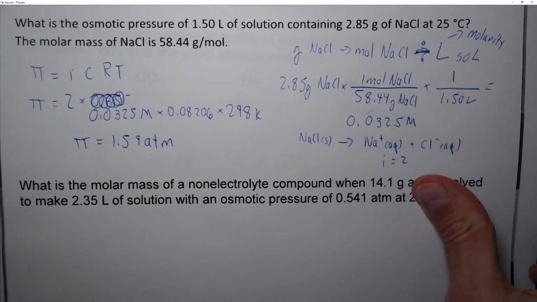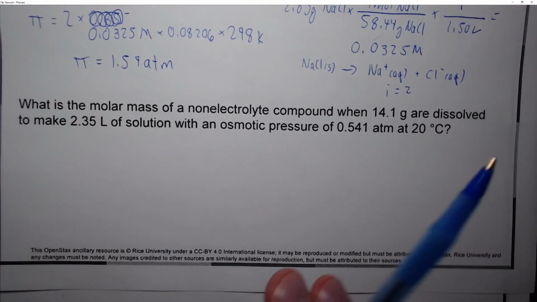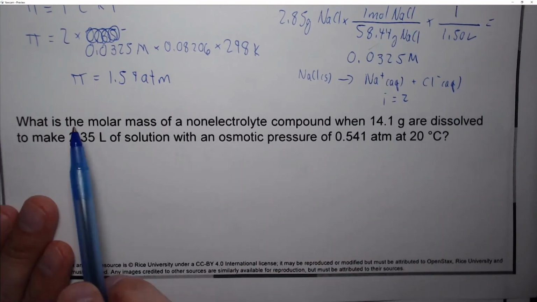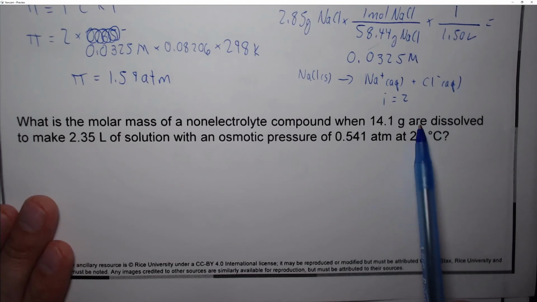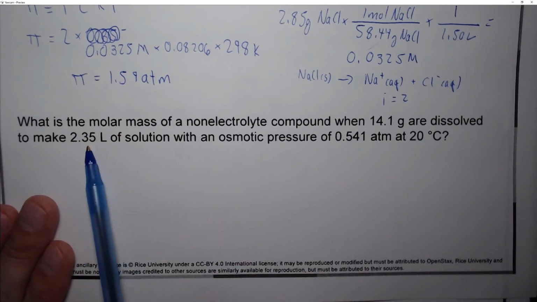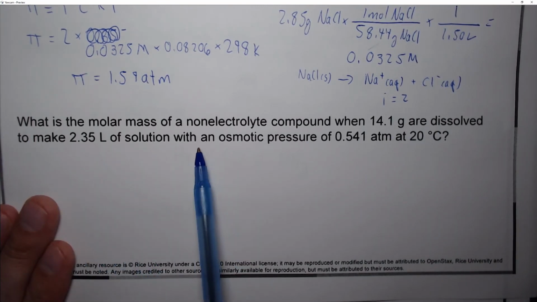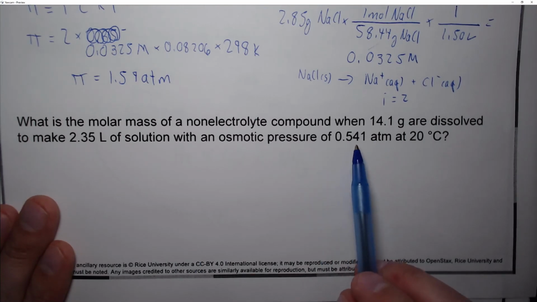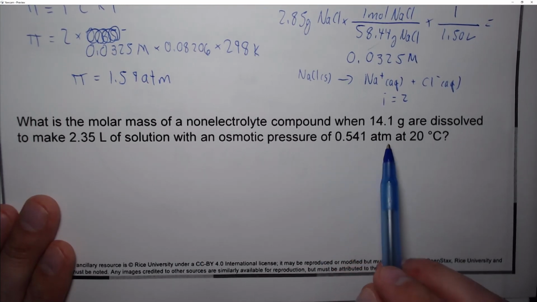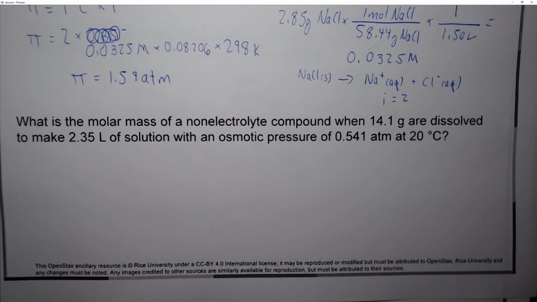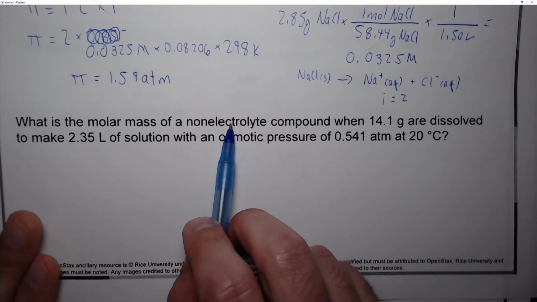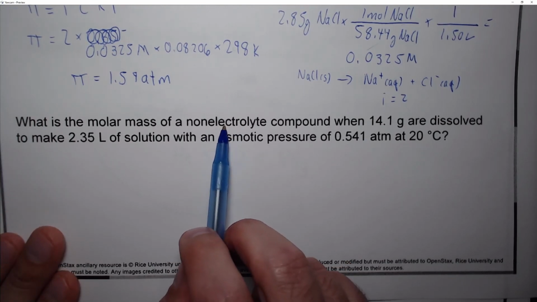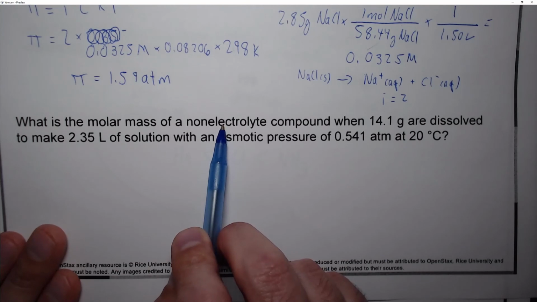A different way that this question could be asked is actually as a way to find molar mass. It says, what is the molar mass of a non-electrolyte compound when 14.1 grams are dissolved to make 2.35 liters of solution with an osmotic pressure of 0.541 atmospheres at 20 degrees Celsius. All right, so a couple things. First of all, we know it's a non-electrolyte, so therefore we know I is 1. Only electrolytes are going to break up into their component ions in solution.